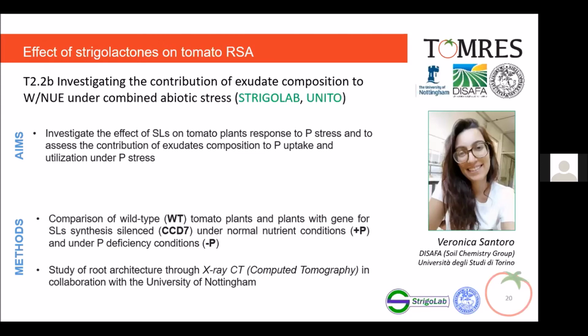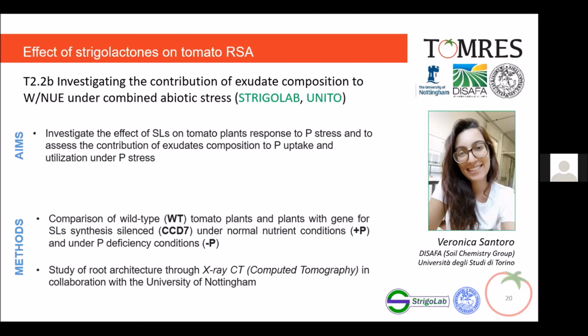The second area that I'm going to quickly talk about in the rest of the talk is some work by Veronica Santoro, at the University of Turin in the soil chemistry group. Veronica visited my lab in 2019 to do some follow-up work on some interesting phenotypic differences in the work she's been doing in her PhD.